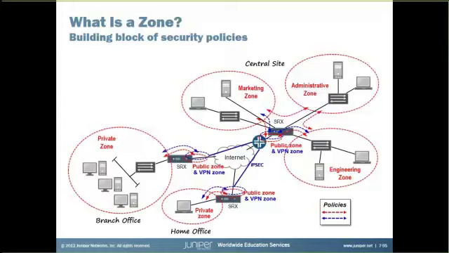So in this example, you see that all the interfaces in the central site are either part of the marketing zone, the administrative zone, or the engineering zone, while the branch office has a private zone, and same thing in the home office. Now, the connection to the internet is going to be part of either a public zone or a VPN zone where I have my IPsec tunnels. And by the way, all these zones are custom-based. I mean, I decide how I want to call them, I decide how many I want, I decide which interfaces are going to be part of which zone, and so on.